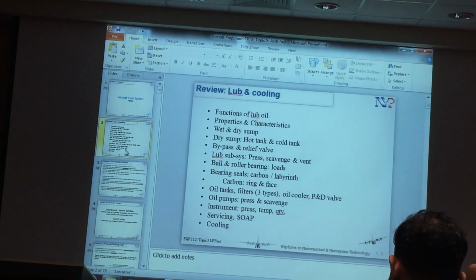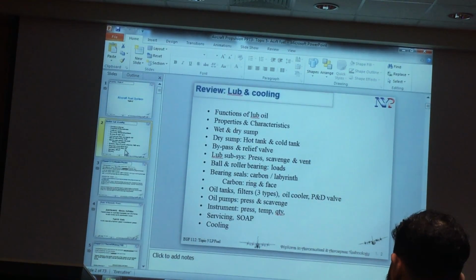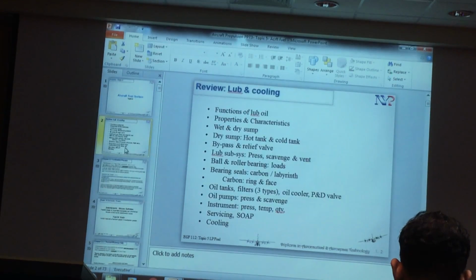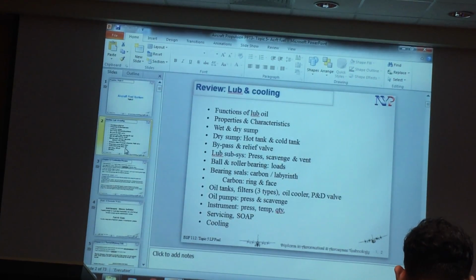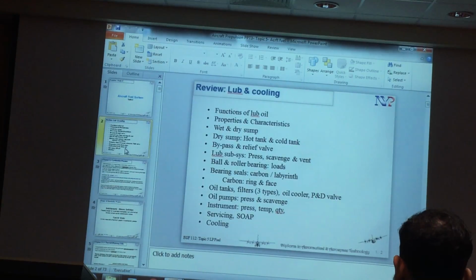It can be an oil tank, but mostly people refer to the gearbox. The place that contains the gearbox is called the sump. If this sump is wet, it's called a wet sump. If this one is dry, it's called a dry sump. So how do you prevent this sump from being wet?